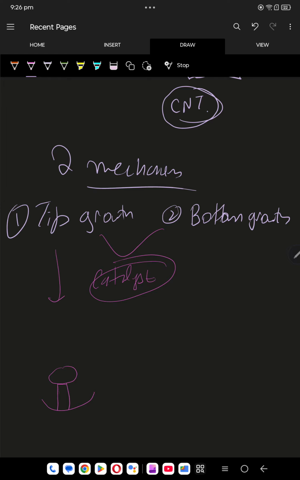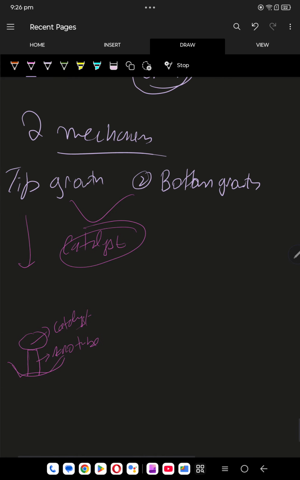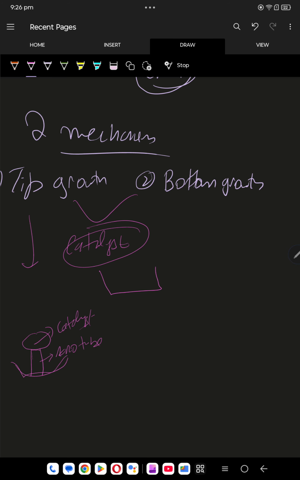This is the catalyst, and this is the nanotube here in this case. Okay, and the catalyst is what we know, right? Iron or nickel. Initially, the catalyst will be like this. I'll draw this a little better. Like this. Initially, it'll be like this.